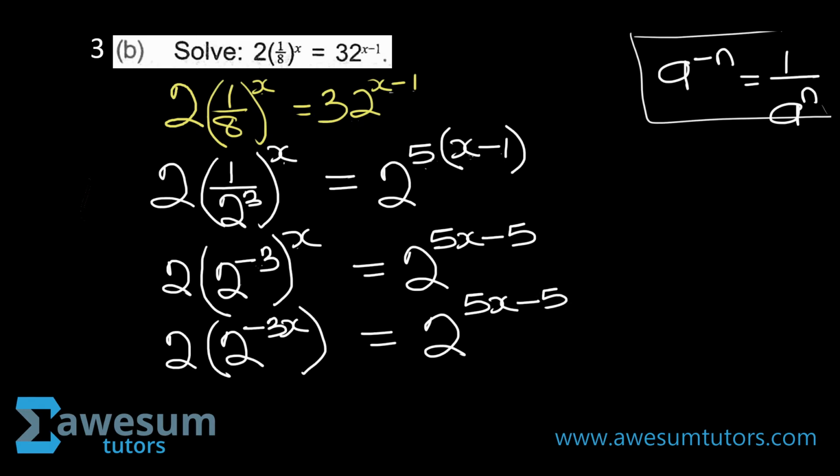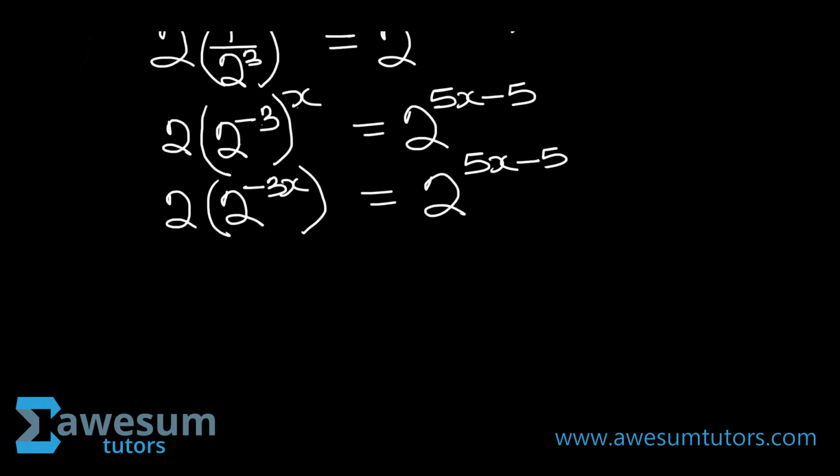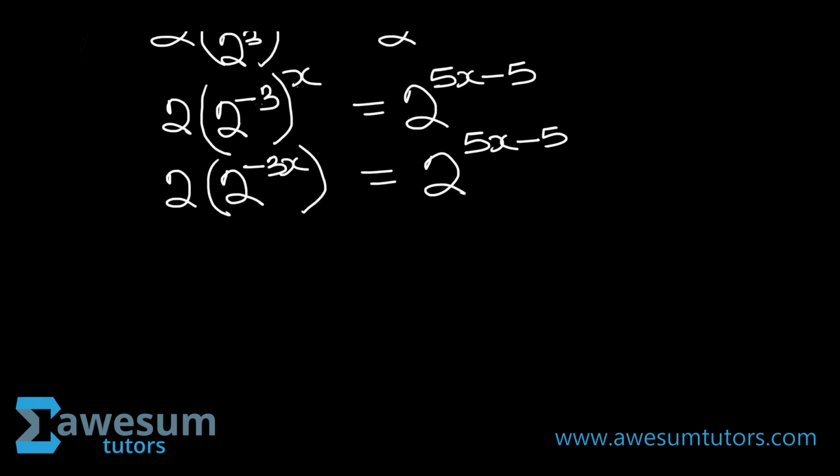Remember that we are on a journey to finding x. We want to find x, right? Now, one thing I can see right here is this: this is 2 and a bracket, and this bracket means times. That means I can rewrite this to be 2 times 2 raised to the power of negative 3x. You see that? Equals 2 raised to the power of 5x minus 5 right here.